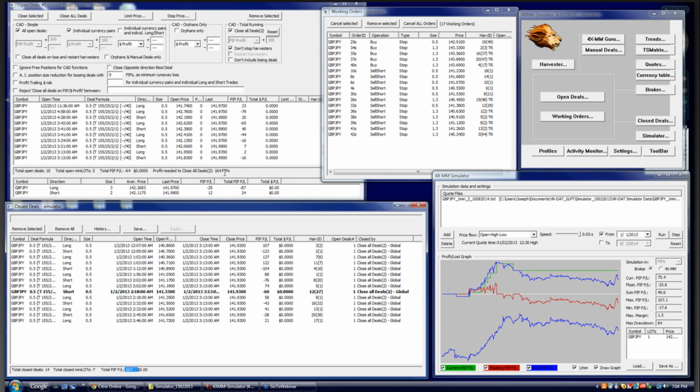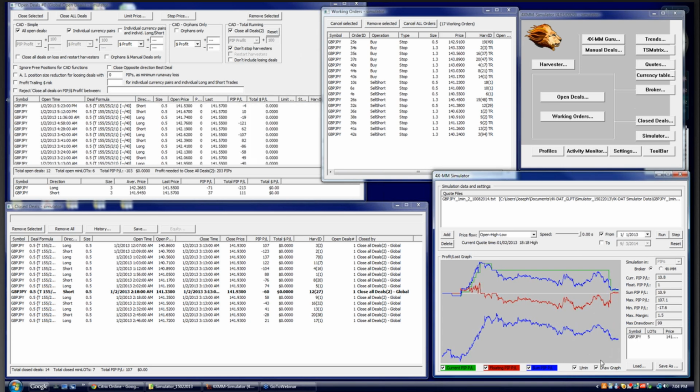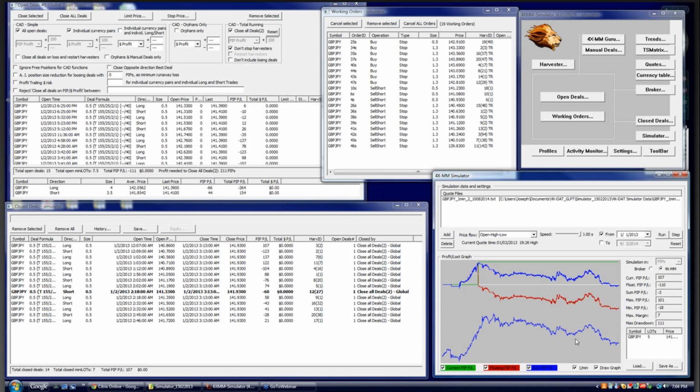And we are currently about 64 pips in a drawdown, meaning that if we wanted to close all these trades, which we're not going to, but if we did, we would suffer right now about an 82 pip loss. What I'm going to do is speed this up a little bit so that you can see the trades happen a little faster. The market's going to be moving a lot faster, as you can tell.